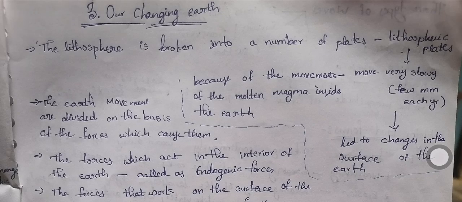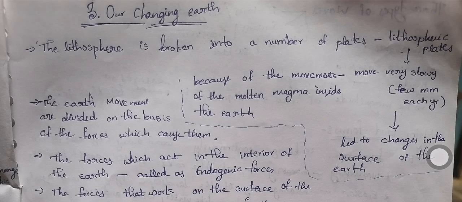If you see, the lithosphere is broken into a number of plates. These plates are called lithospheric plates. These plates are moving very slowly, for example, very few millimeters each year. These are moving due to the magma movement, molten magma movement in the interior of the earth.